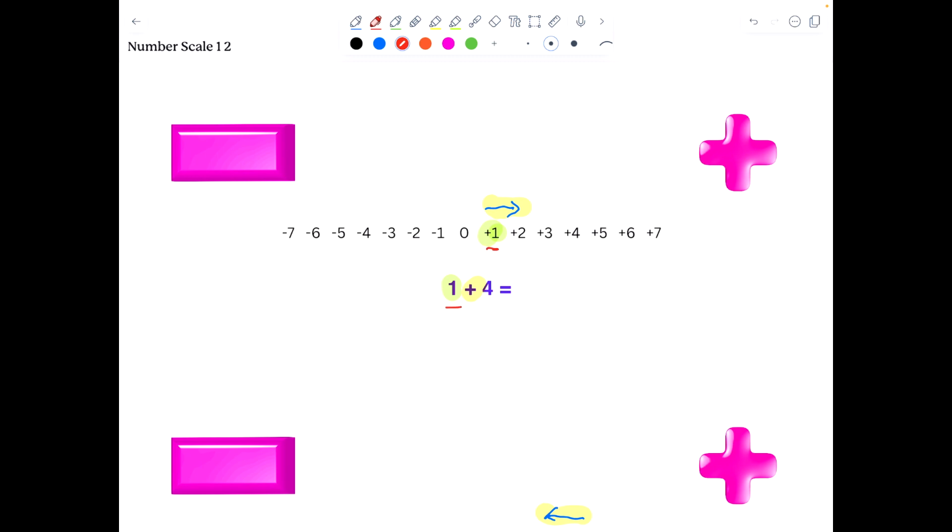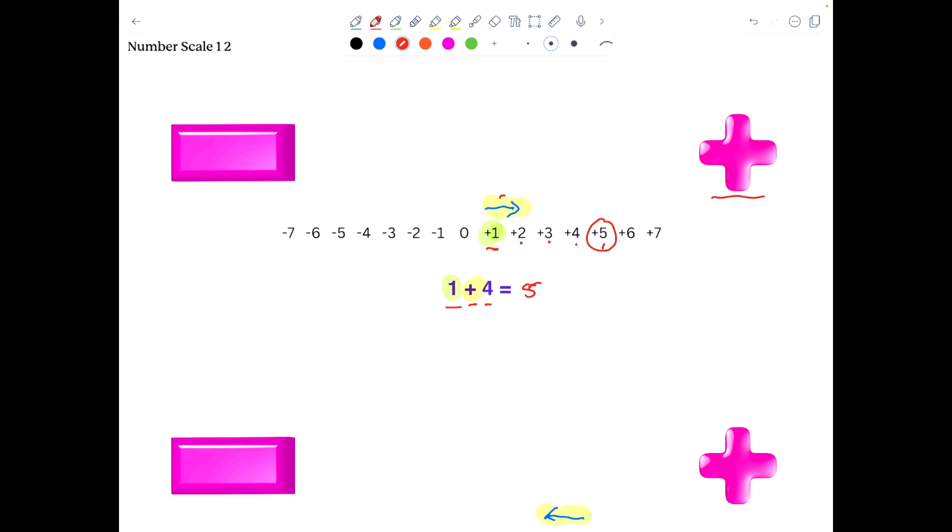We begin at the 1. The second part, the sign over here, positive, plus, means we're going to go to the right. Plus means right. And the 4 will tell us how far to go. So start with 1, go to the right 4: 1, 2, 3, 4. So we end up with 5. So 1 plus 4 equals 5.